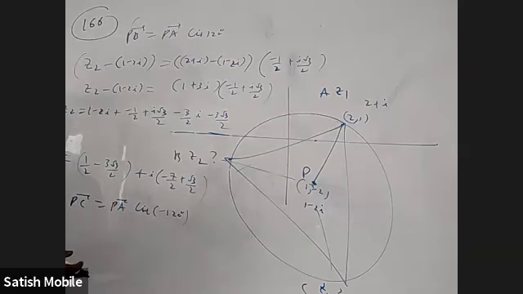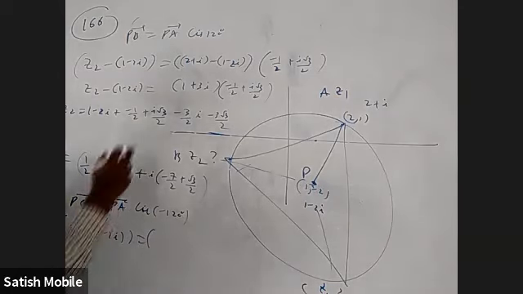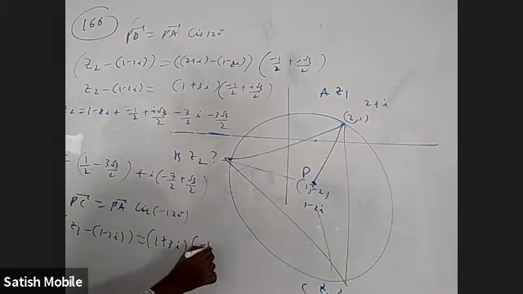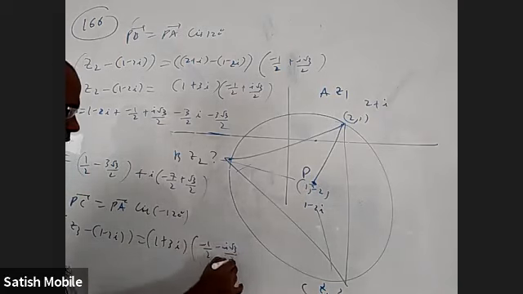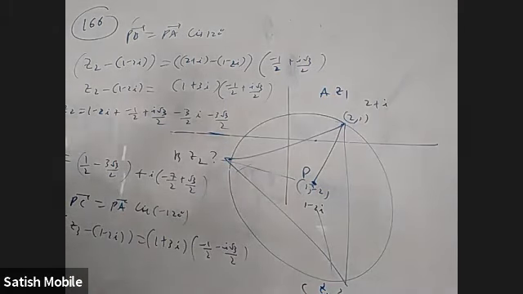And PC is OC minus OP. So which is Z3 minus 1 minus 2I. This is PA directly, I'll write 1 plus 3I into minus 1 by 2 minus I root 3 by 2. Correct, is 240 or is minus 120? Expand that, we'll get another answer. I might as well write it.